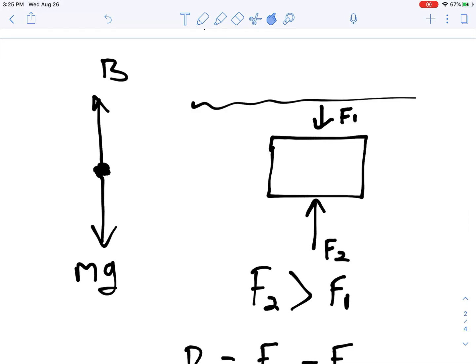Let's see, going back to floating and sinking. If the buoyant force is smaller than the gravitational force, in other words, gravity's pulling large, buoyant force pushing small, the object will sink. If the buoyant force is greater than the gravitational force, then the object will rise. If the buoyant force is equal to the gravitational force, the object will float. It'll stay stationary, no net force. So whether or not something floats or sinks is going to depend on the buoyant force. The buoyant force is just going to be a force equal to the weight of the displaced fluid.